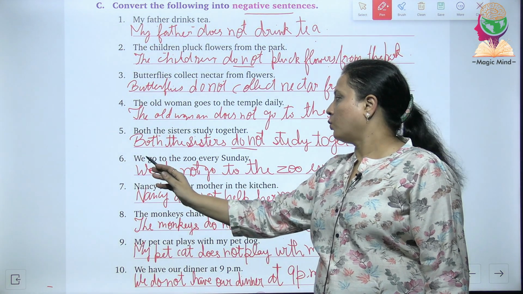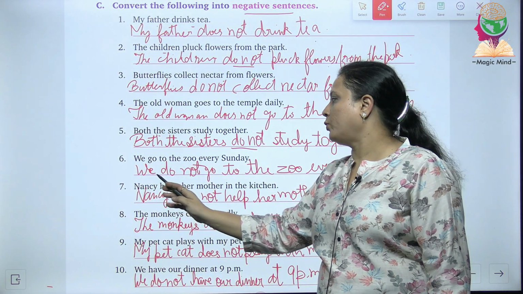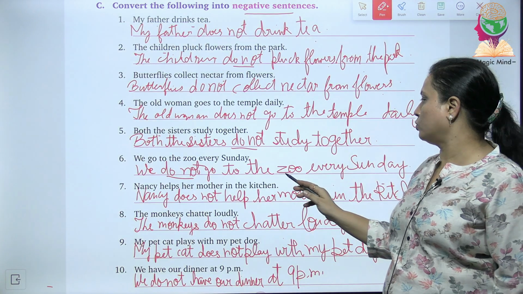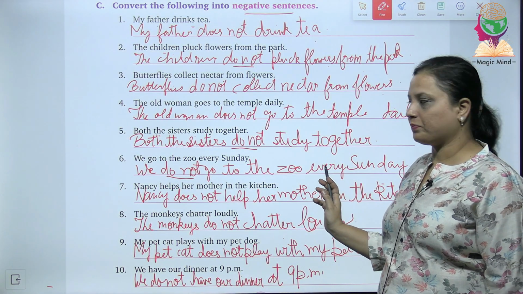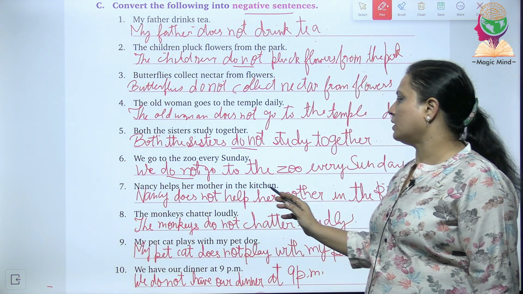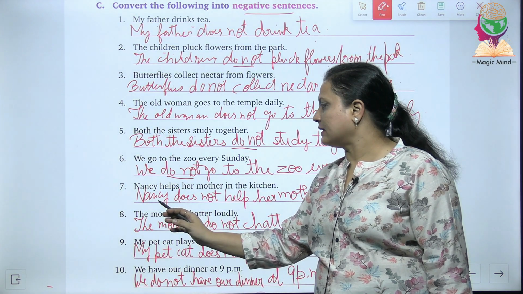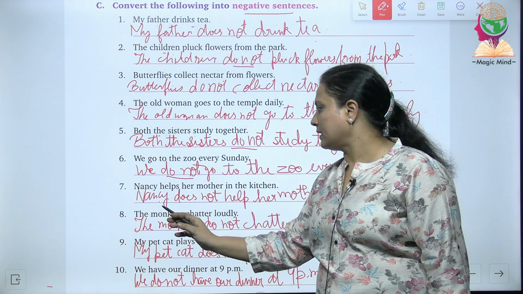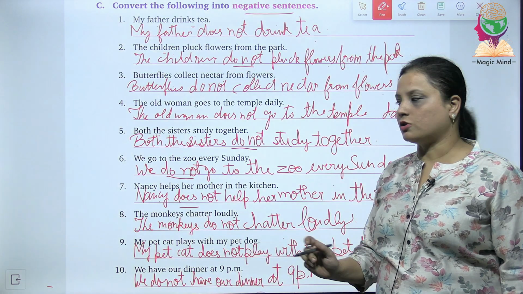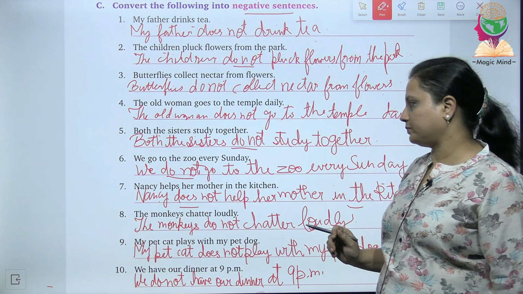Sixth one, we go to the zoo every Sunday. It gets changed into what? We do not go to the zoo every Sunday. The seventh one is Nancy helps her mother in the kitchen, and the subject will be Nancy, the singular subject, hence we will write again what? Does not. Nancy does not help her mother in the kitchen.